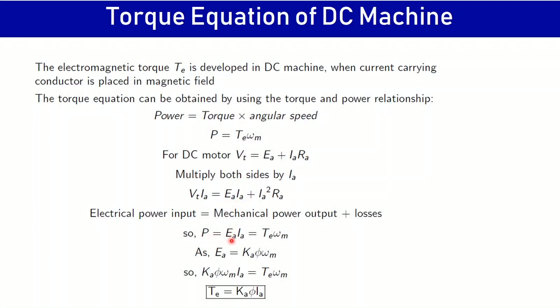So we write P is equal to EaIa, and assuming the mechanical losses to be negligible here, that should be equal to Te into omega m. Now since we had obtained the armature EMF in terms of the flux and the angular speed omega m, we write Ka phi omega m Ia should be equal to Te into omega m. So what we see here is that the electromagnetic torque is directly proportional to the magnetic flux inside the air gap and the armature current. This is an important result.